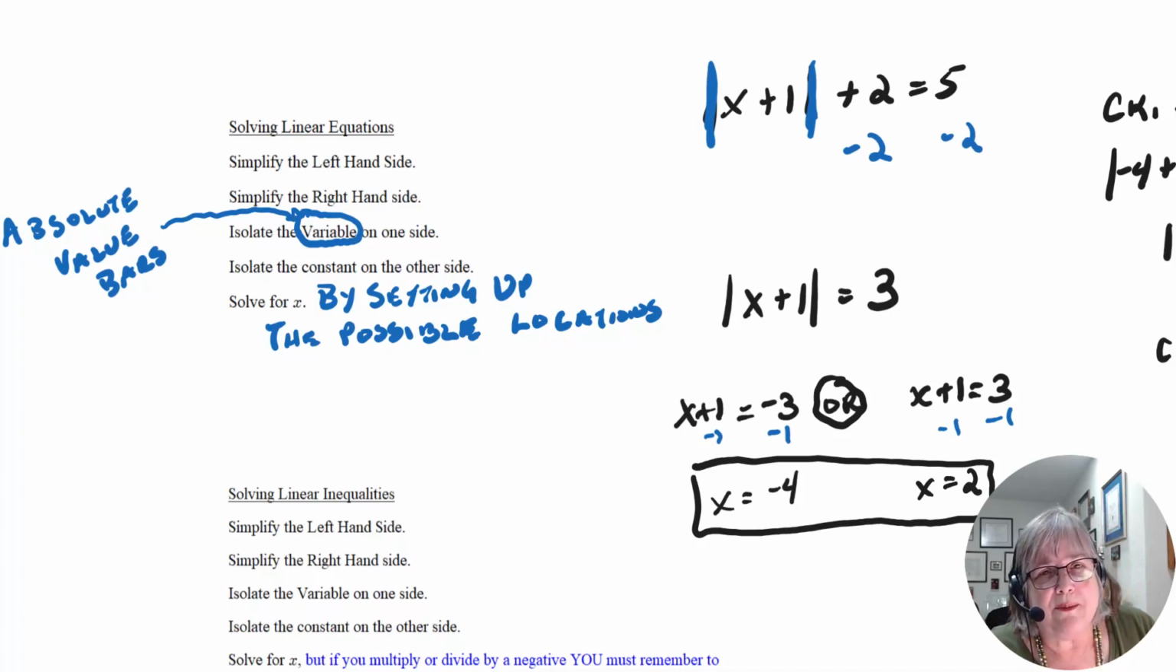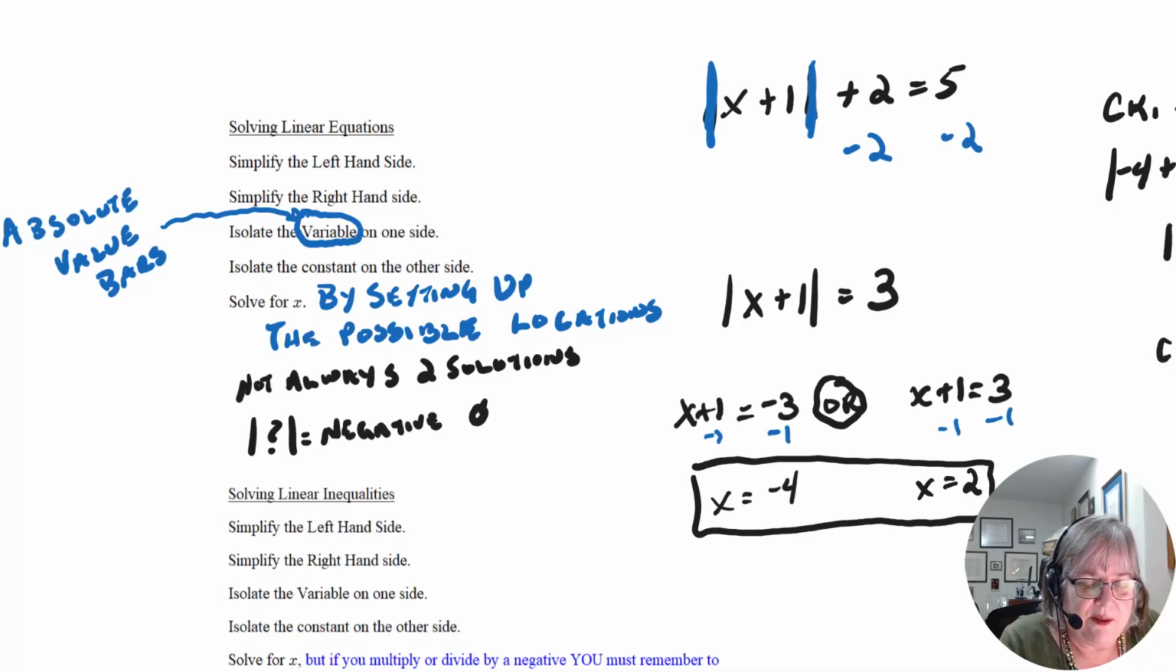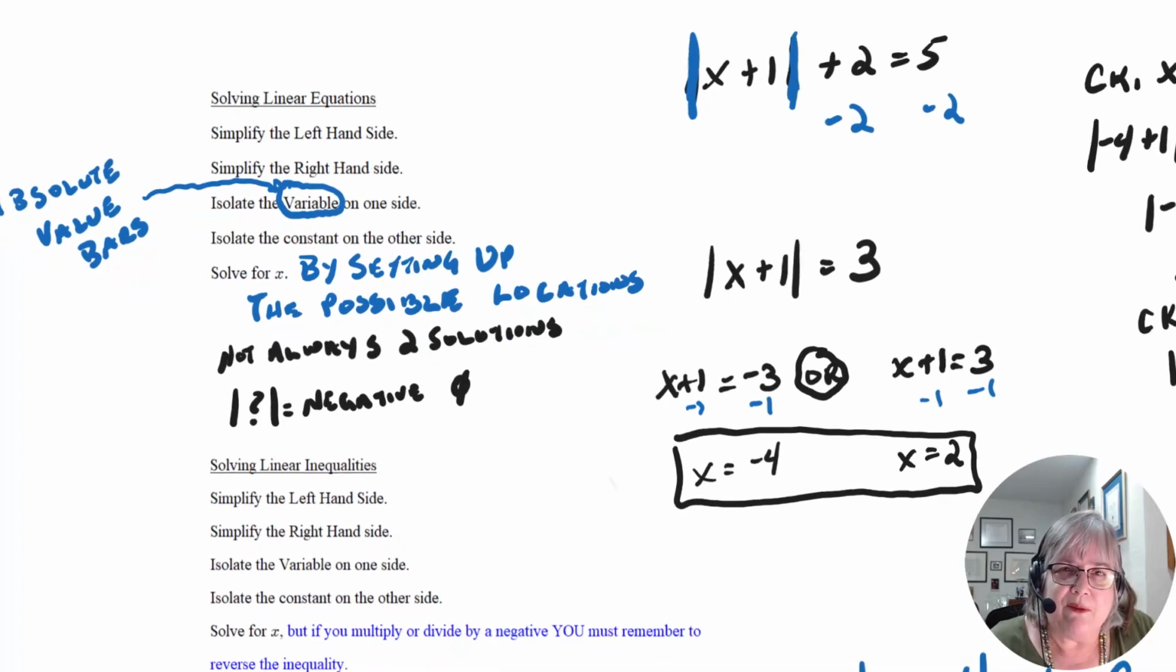Now keep in mind that sometimes you don't actually have two solutions. So you might want to write a note saying not always two solutions. And give examples. You could say the absolute value of something equal to a negative is 0 with a slash through it, as long as you remember that it has to be isolated. Okay, so this is your list. You add whatever notes you want in there.